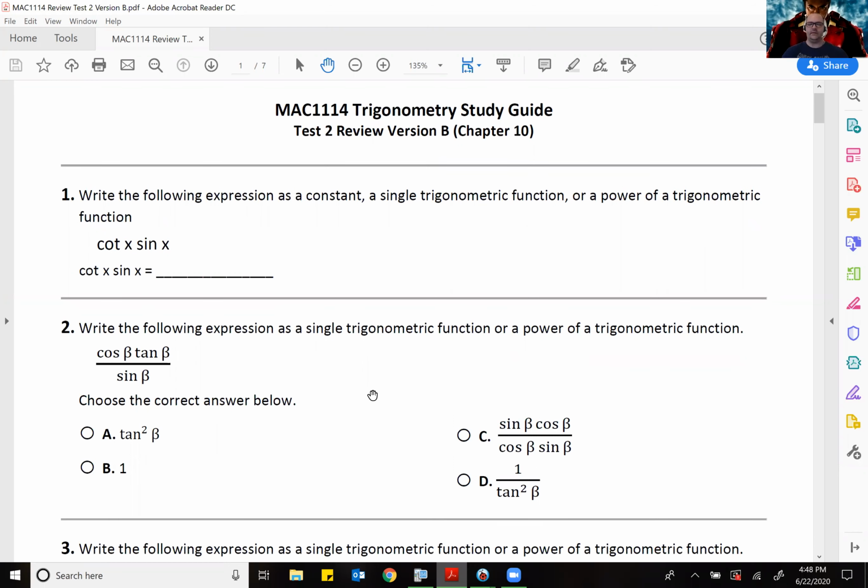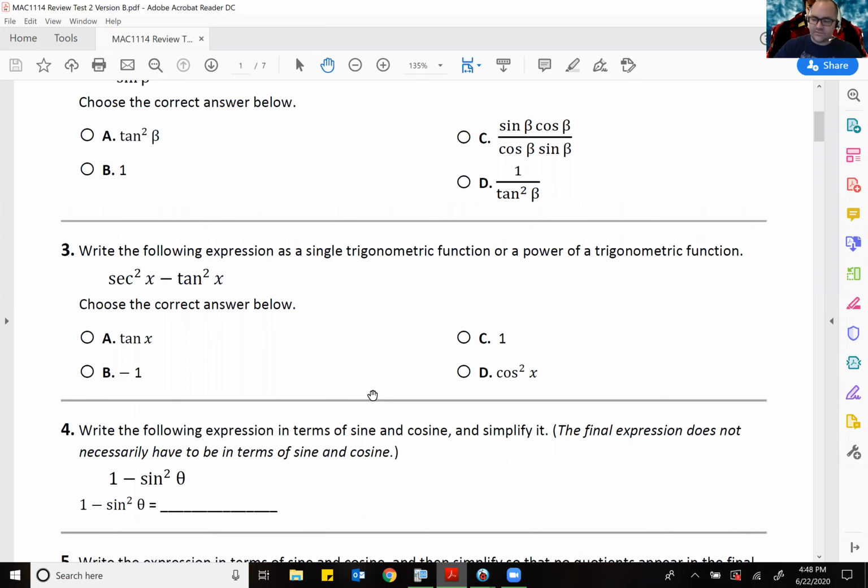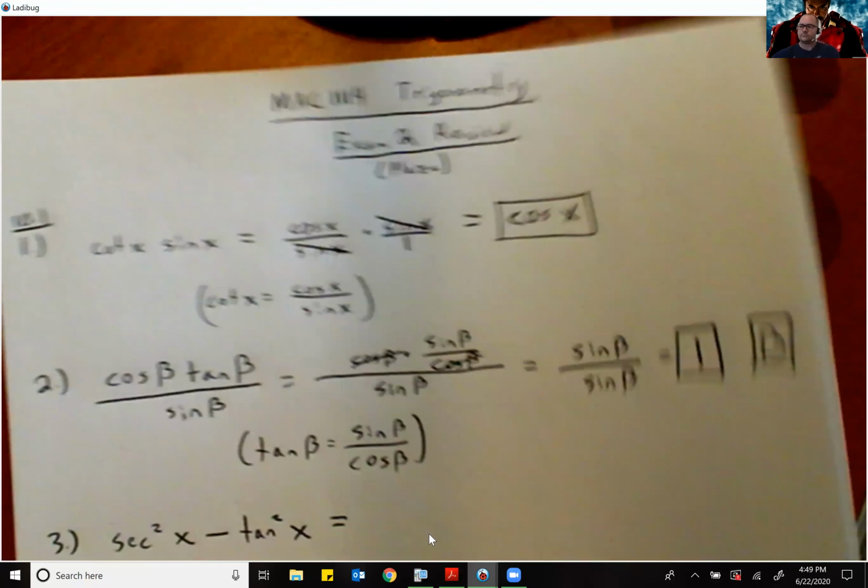All right, the next one. So still in 10.1. All these are 10.1. We've got secant squared x minus tangent squared x. So again, they want a single trig function or a power of a trig function. So all these answers are definitely in play, just so you know, because they either have a single trig function or actually it's a number. So there's nothing wrong with that. Nothing wrong with having a constant for your answer either. So we go back over here. Here's our problem. Okay.